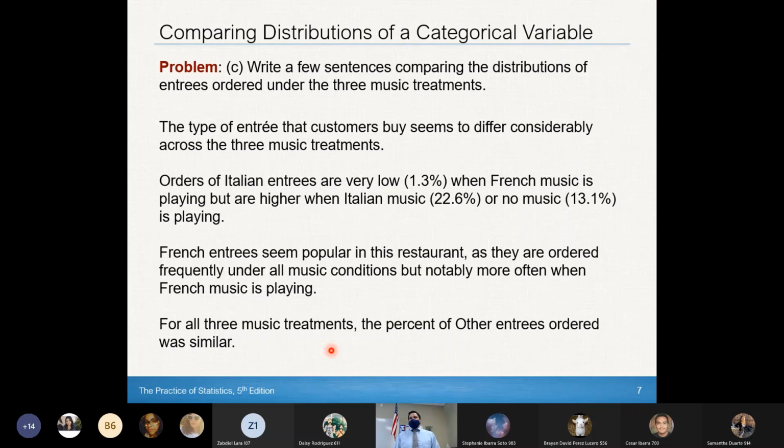French entrees seem popular in this restaurant as they are ordered frequently under all music conditions, but notably more often when French music is playing. And lastly, for all three music treatments, the percent of other entrees ordered was similar. We're just making a quick comparison, just what we see in the graphs.